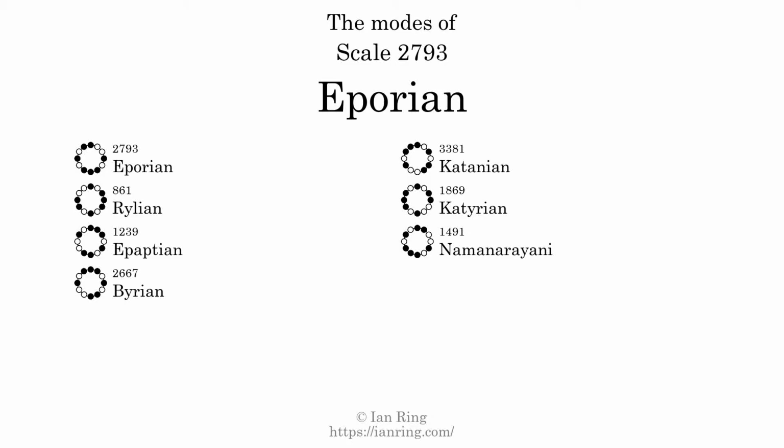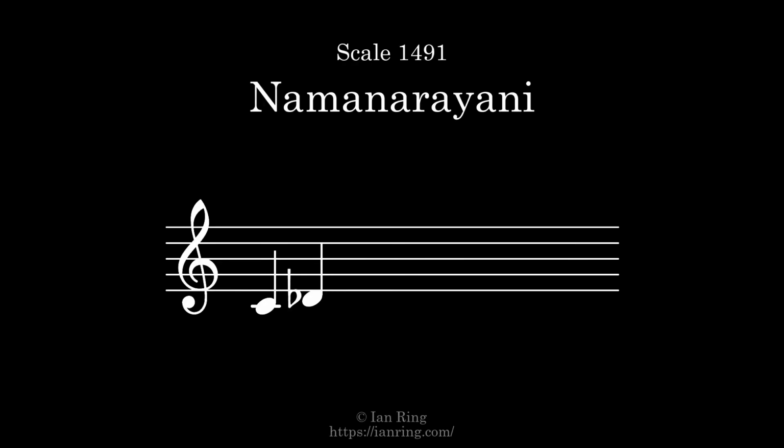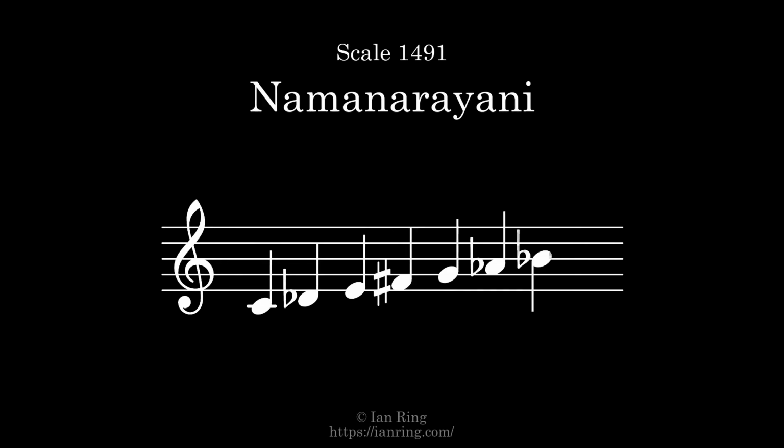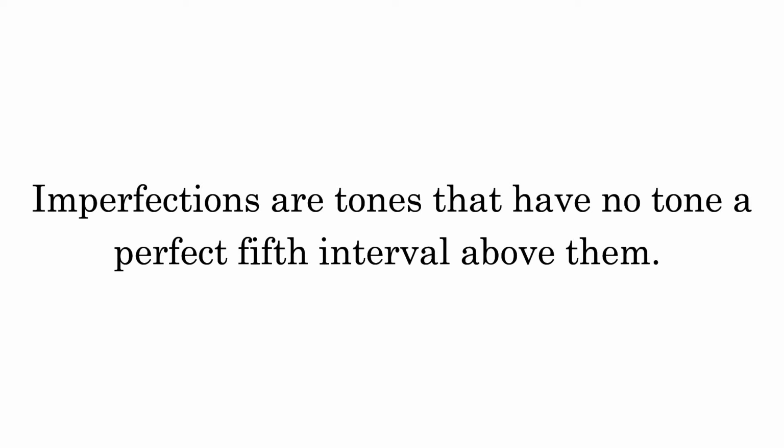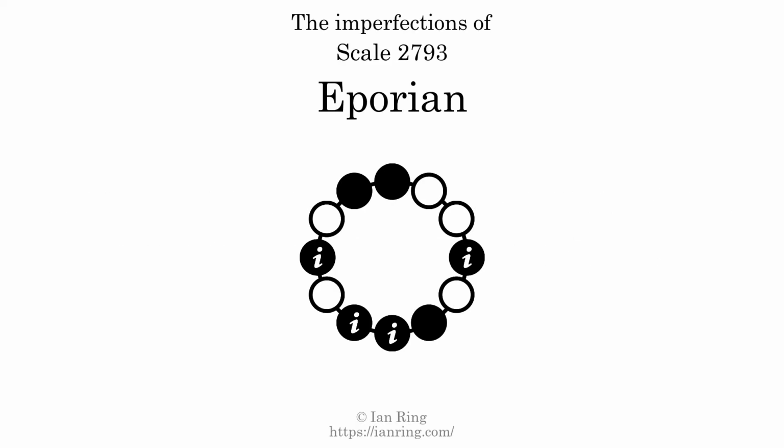The seventh and last mode is scale 1491, also known as Namnarayoni. It sounds like this. Imperfections are tones that have no tone or perfect fifth interval above them. This scale has 4 imperfections. They are at positions here, here, here, and here.